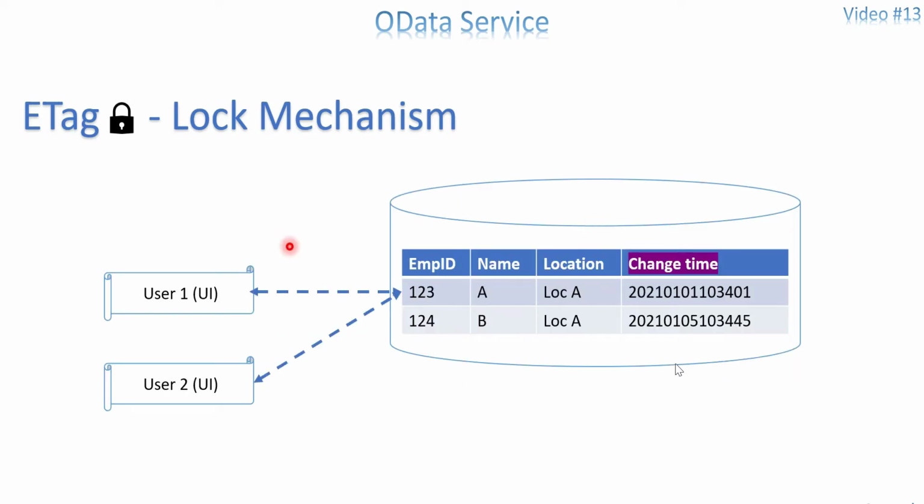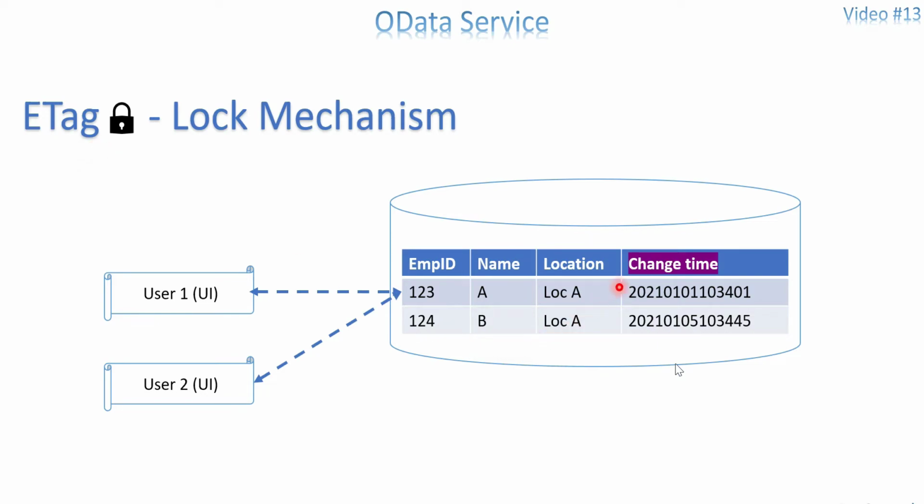The scenario is that I have two users, from the UI application level. The users are going to update the same record, where the employee ID is 123. Here I made one custom table because it's a very simple scenario, with a field called change time, which holds a timestamp. With the help of the timestamp value, I'm going to implement the ETag functionality.